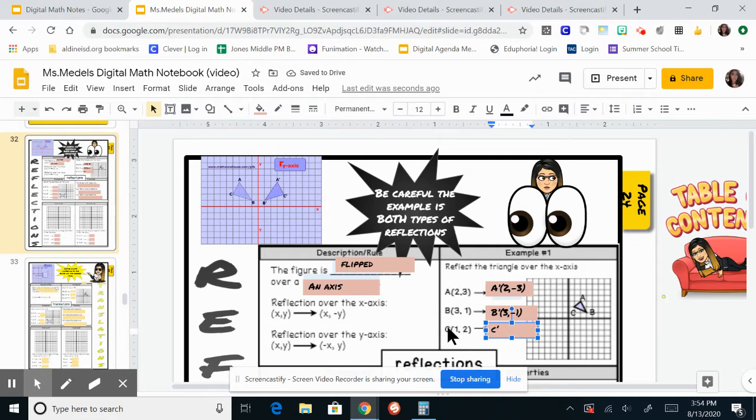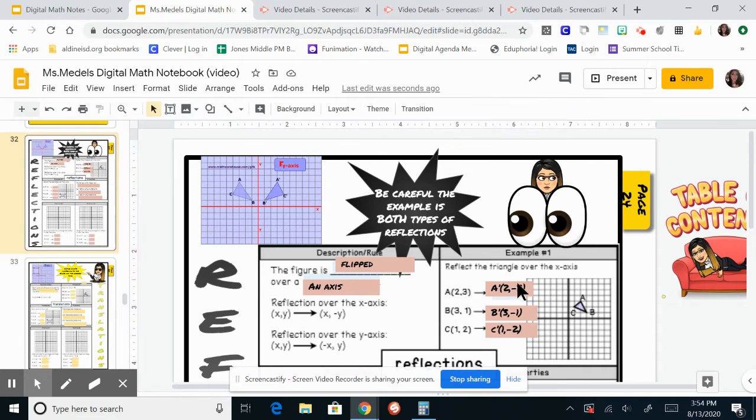I am leaving the x alone. So that 1 is going to stay the same. Because my y is a 2, that means I now change to negative 2. Okay, so when you're reflecting over the x-axis, the only thing that is changing are your y's. Okay, so my numbers are still the same, it's just that they are negative.